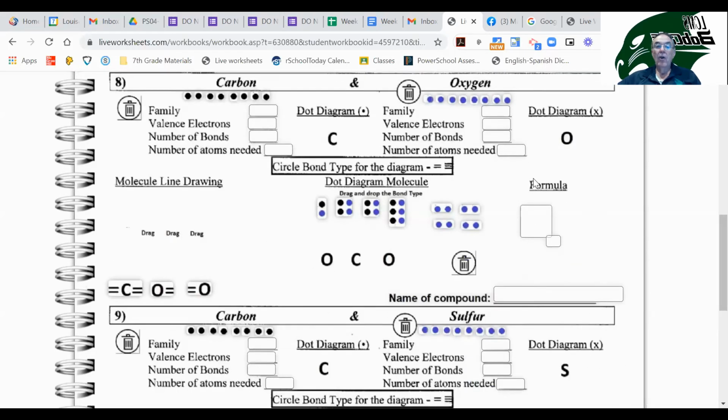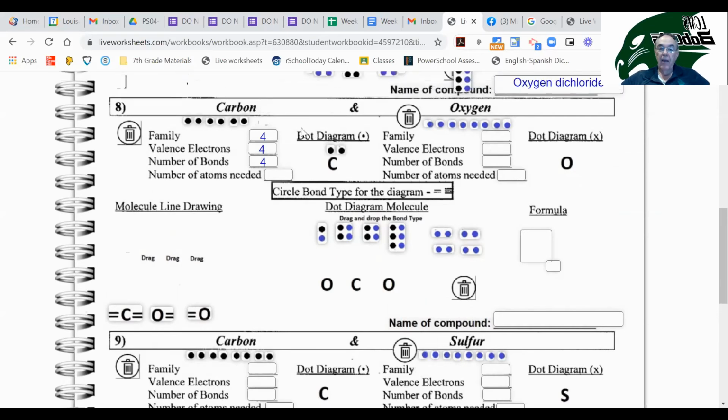This next one says we're going to bond carbon to oxygen. So look on the periodic table, carbon is family 4. It has 4 valence electrons. It has an oxidation number of 4. So we put the dots on the carbon's dot diagram. It has 4 dots in its dot diagram. So let's go ahead and have those as pairs of 2 working clockwise for purposes of this class. And we're going to trash these electrons here that we're not using.